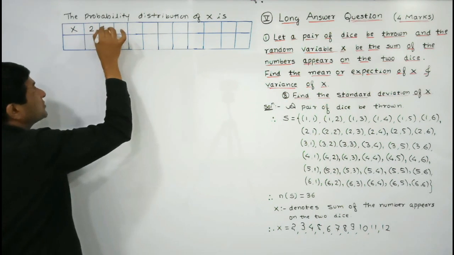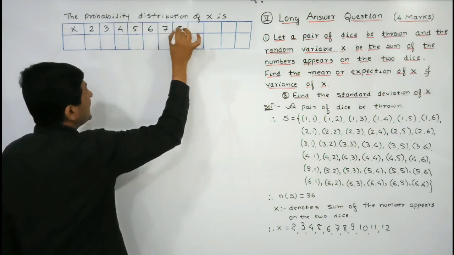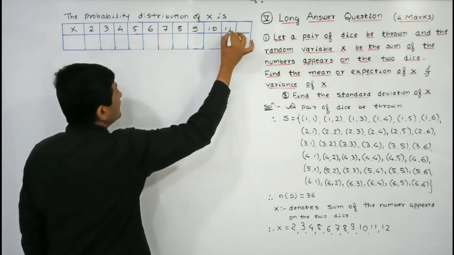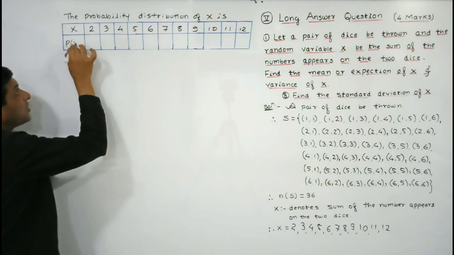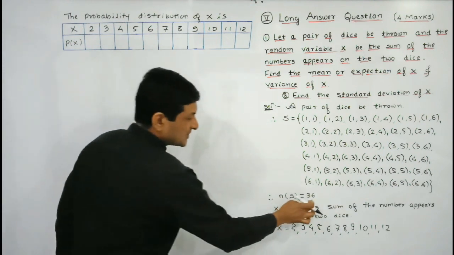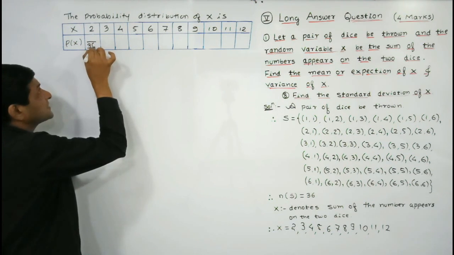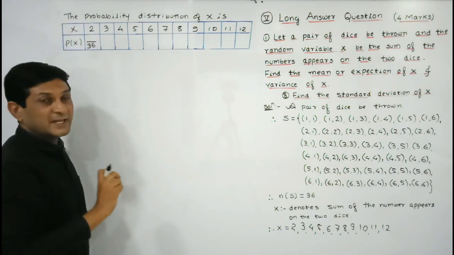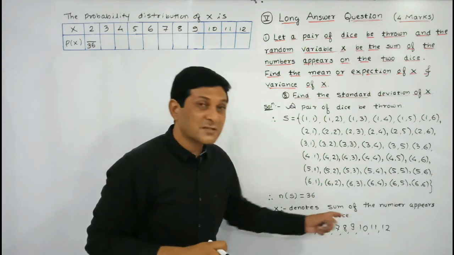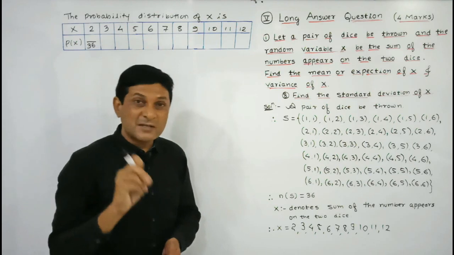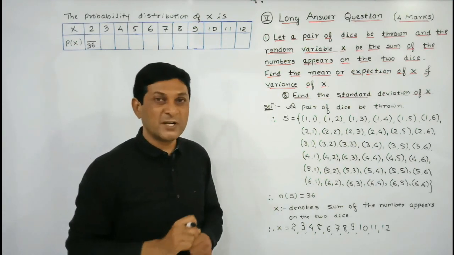Which are the values of x? 2, 3, 4, 5, 6, 7, 8, 9, 10, 11 and 12. These are the values of x. For these values of x, we are finding probabilities. In total, how many outcomes are there? 36. Out of these 36 results, you have to find the elements where the value of x is 2. But x means the sum of the numbers on the 2 faces. That means the sum of the numbers on the 2 faces is 2. Let us find such elements where the sum of the 2 numbers is 2.